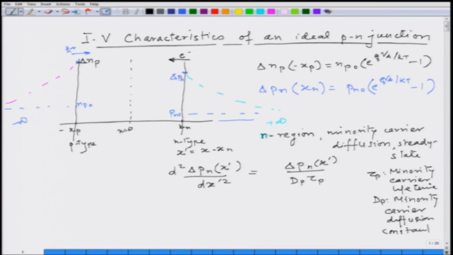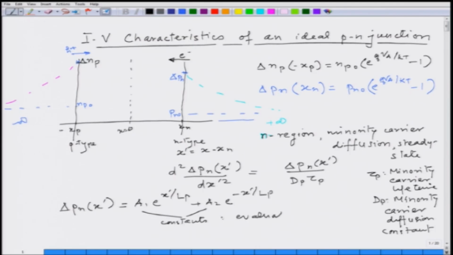And I had also given that a general expression for this type of differential equation, a general solution for this, is given as delta p of n. This we have also covered in module 3. So, the general solution would be of this type: a1 exponential x prime over L p plus a2 exponential minus x prime over L p, where these are constants that we need to evaluate for given boundary conditions.